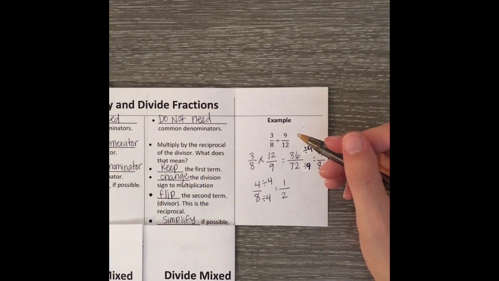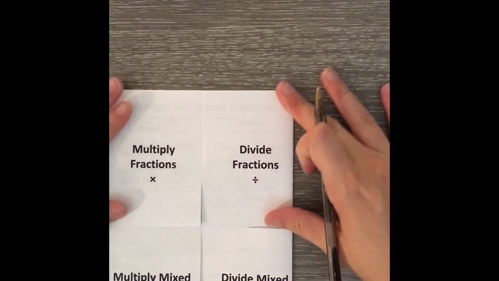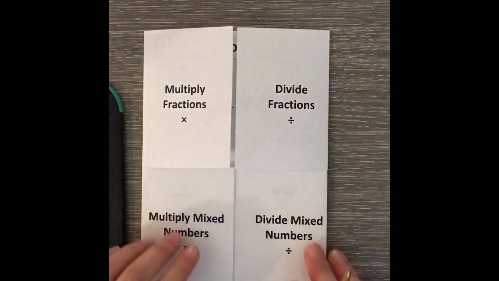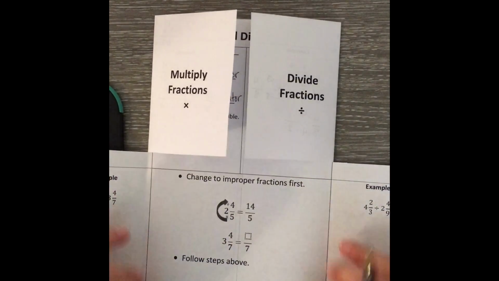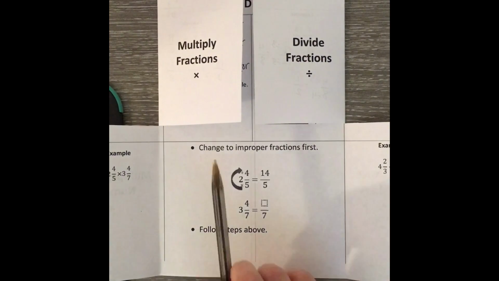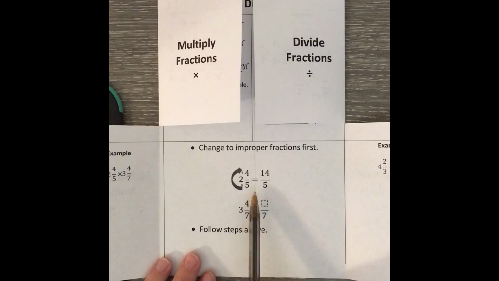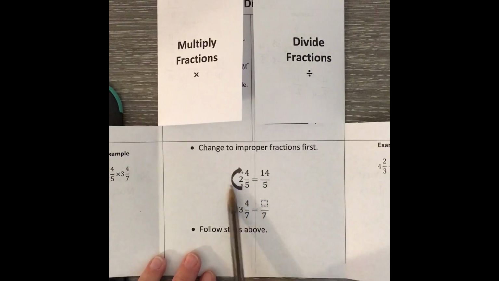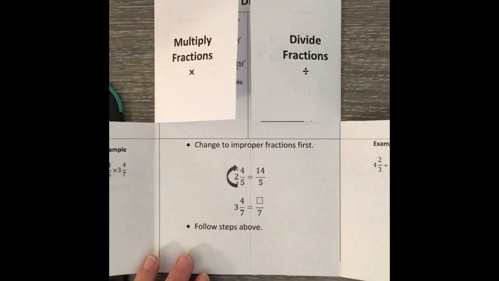Okay, so let's move on to multiplying and dividing mixed numbers. All right, we want to change to improper fractions first. We cannot multiply or divide fractions while they're mixed numbers. So we want to change to improper fractions first using popcorn.